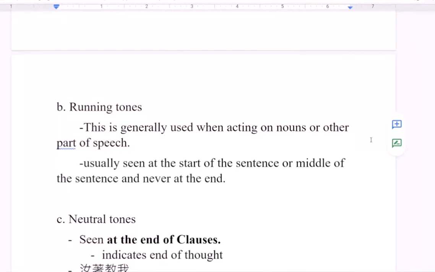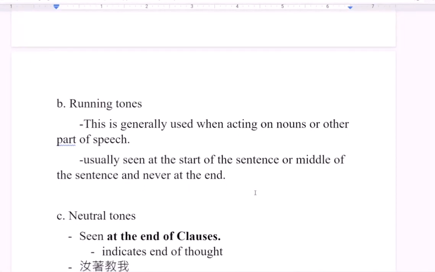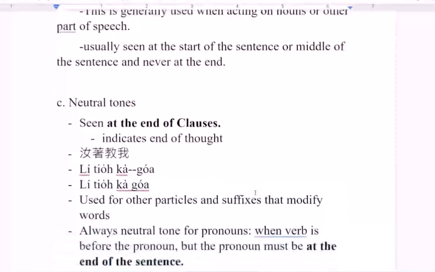Running tone is seen within a sentence in verbs, adjectives, and adverbs when it is modifying the immediately following noun or other part of speech. Running tones are usually seen at the start of the sentence or middle of the sentence and never at the end. So moving on, we have the neutral tones.